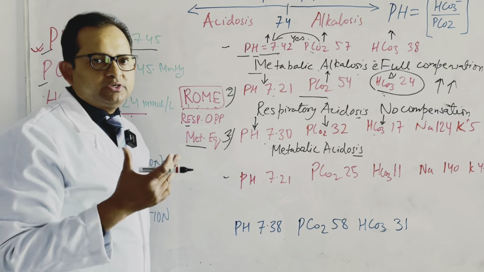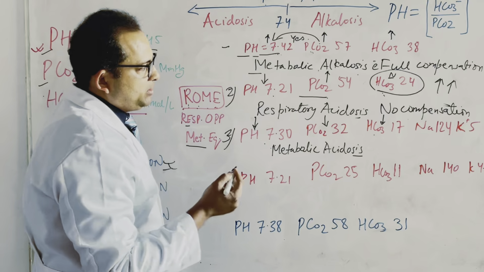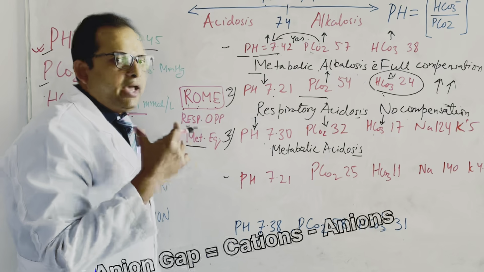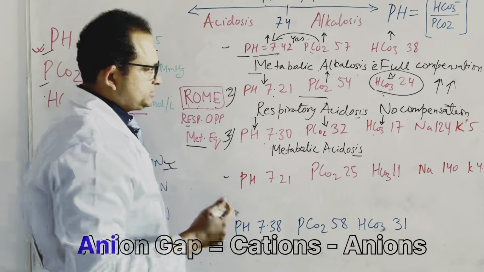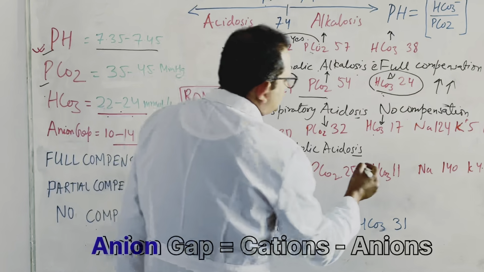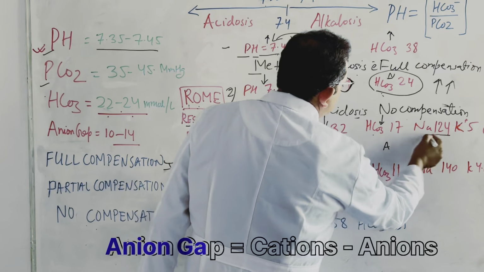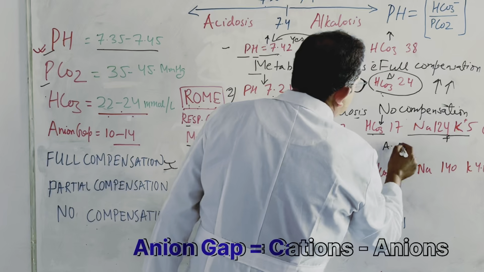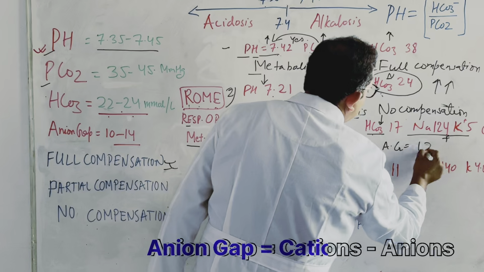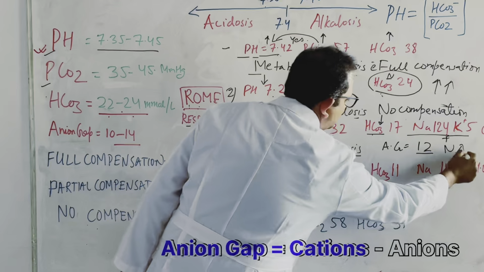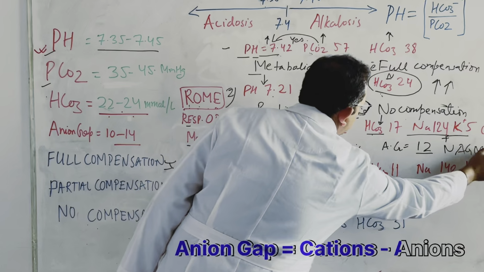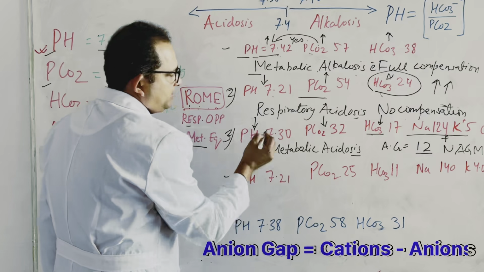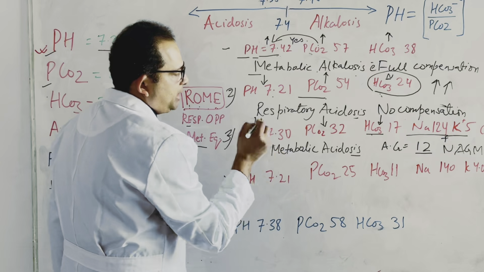It's always associated with anion gap. So we have to calculate anion gap. It could be NAGMA, that is a normal anion gap, or HAGMA, high anion gap metabolic acidosis. If we add sodium and potassium and subtract chloride and bicarbonate, the anion gap will come to 12, which is a normal anion gap metabolic acidosis. So the diagnosis is metabolic acidosis with a normal anion gap.